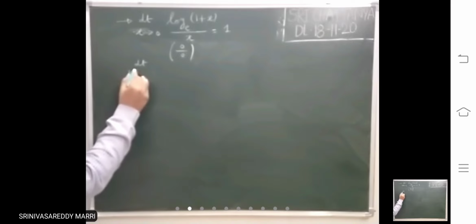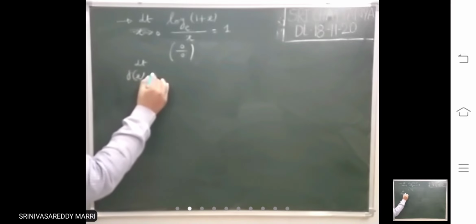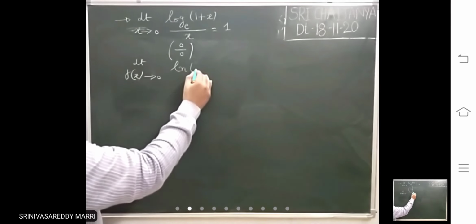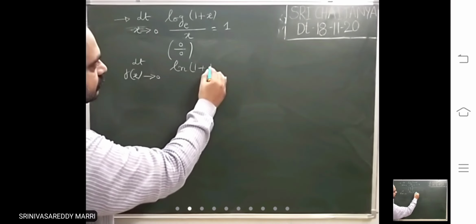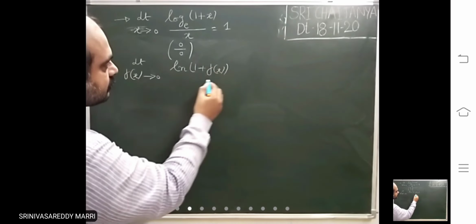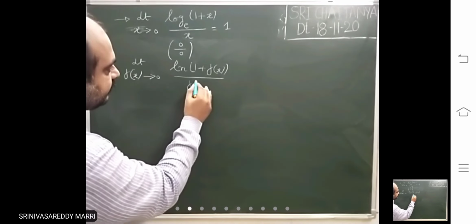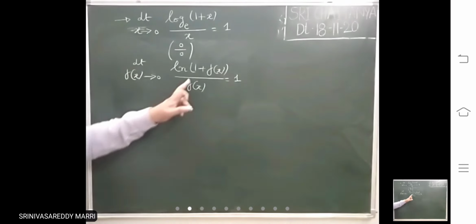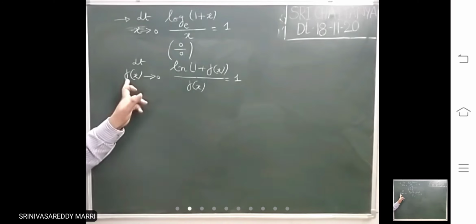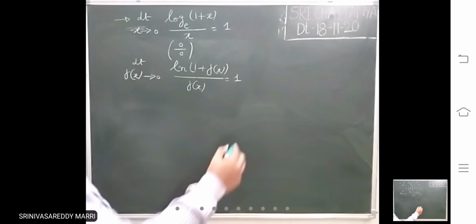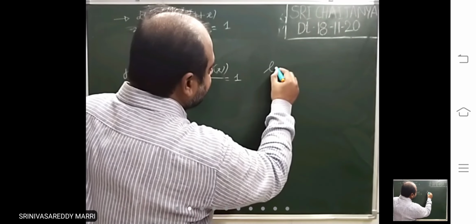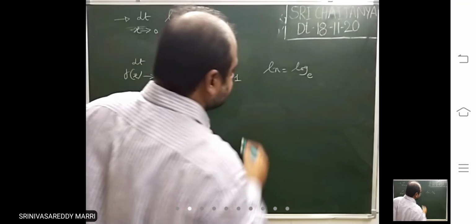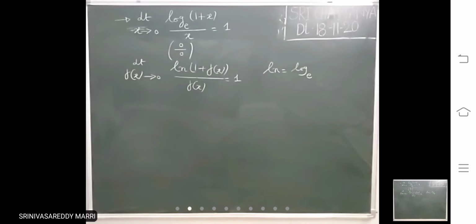Okay. Limit f of x tends to 0, ln of 1 plus f of x divided by f of x equal to 1. Look at 1 plus f of x is there, f of x, and that f of x will tend to 0. Whenever ln is given, it means log to the base e, this is short symbol of that. Ln means log to the base e.